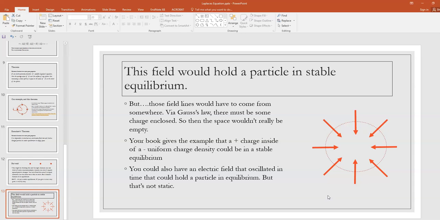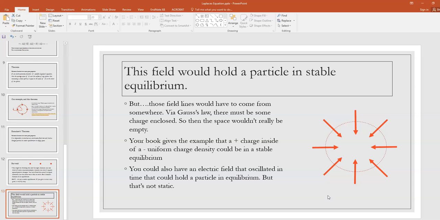So, for example, you could have a stable equilibrium with a positive charge if you had it inside of a negative uniform charge density. So if I had a negative uniform blob of charge and I stuck a positive charge in the middle of it, it would stay right there. It would be super happy, right? But that's also got stuff there, and that means that the space is not empty, okay? Earnshaw's theorem requires empty space.